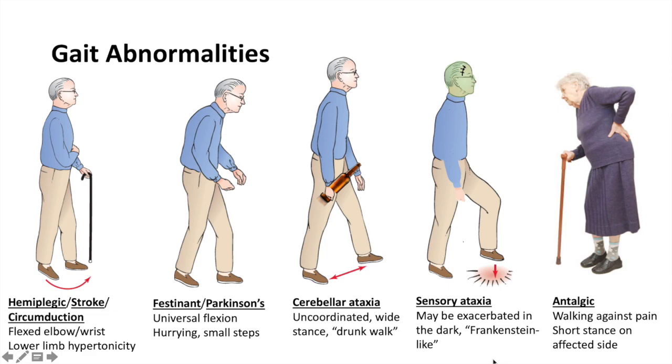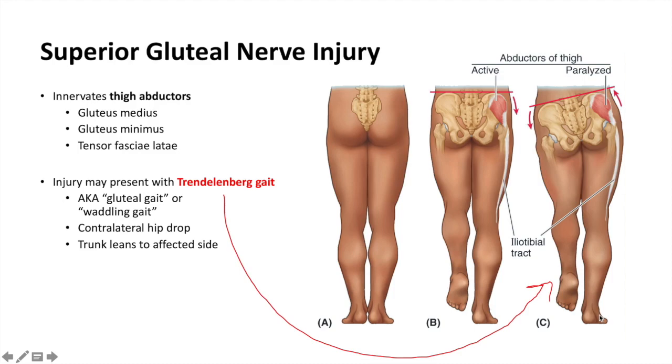So it's kind of like a Frankenstein-like walk, and it's worse in the dark. And so they're having to feel and make sure that, okay, I can put my weight down, because they don't have great feeling in their foot. And then analgesic gait is just walking against the pain. So it's going to be shortening the stance on that affected side. So this person, for example, would have pain located on this side.